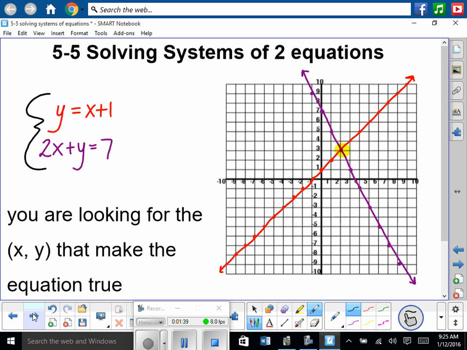Now to be able to graph the purple line, I put it in graphing form, right? So I would have subtracted 2x from both sides. And then is it in y equals mx plus b? So then I did that, and then I graphed it. So when we solve systems of equations, guys, we're finding the x, y that makes the statement true. In other words, where they intersect. Do you understand that? Okay.